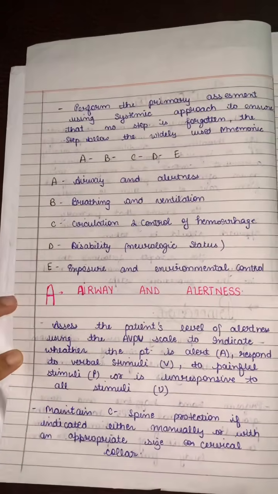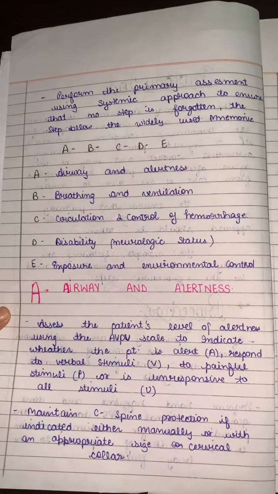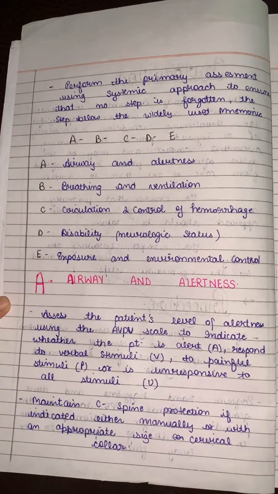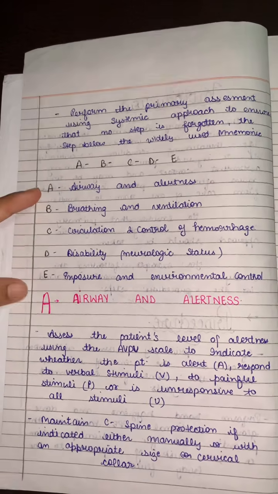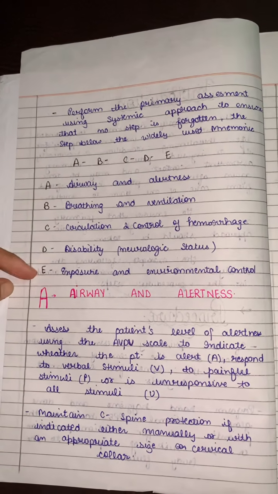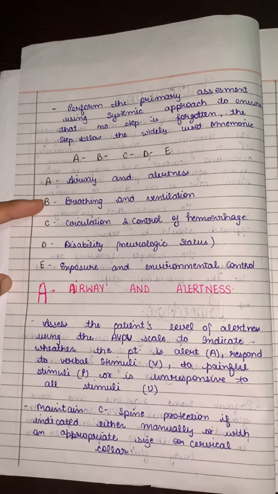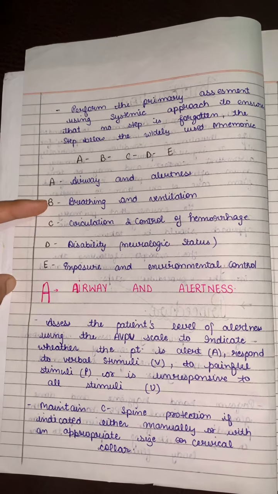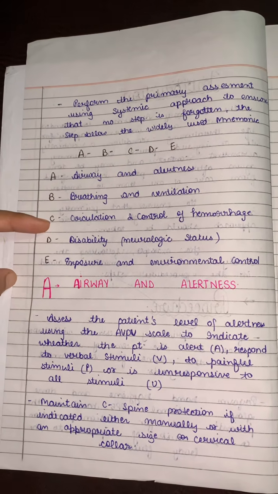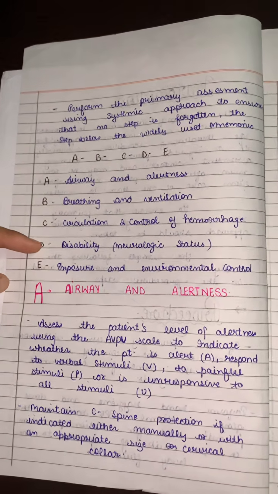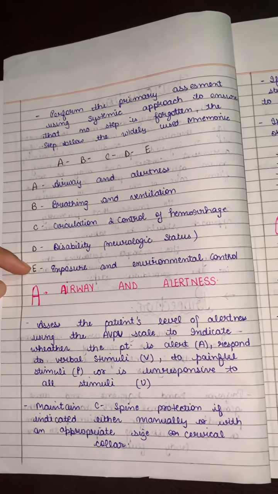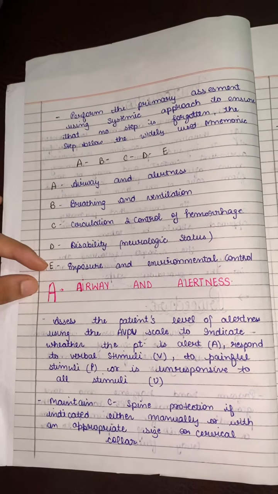After that, we have to approach the patient to perform a primary assessment. It includes 5 components, that is A, B, C, D and E. A for airway, B for breathing pattern, C for circulation, D for disability, and the last one is E for exposure and environmental control.